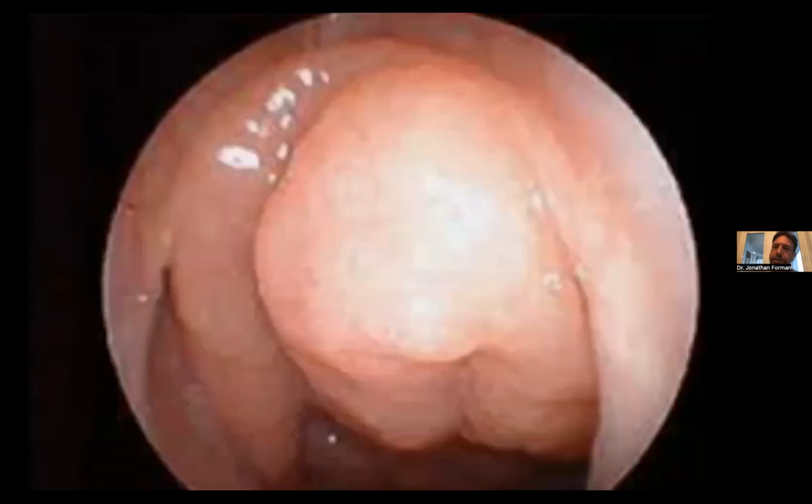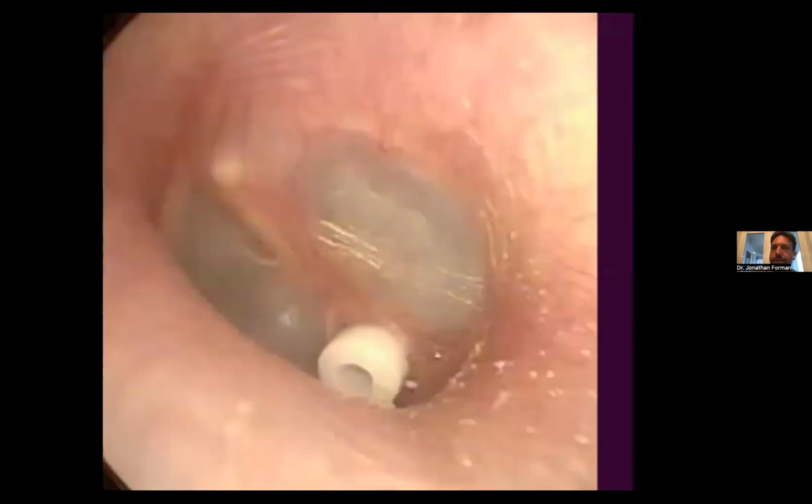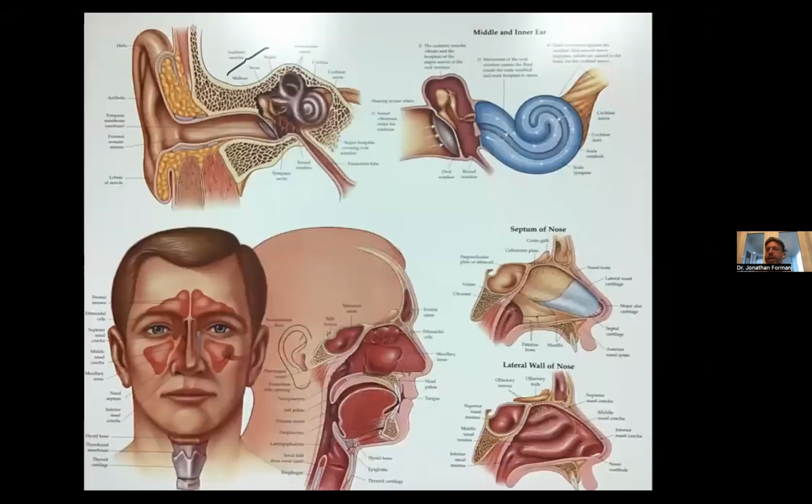Now, here's a picture of an adenoid, right in the middle of this picture. And then if you look to the right is the eustachian tube orifice. This is a camera stuck through the right side of the nose. And on your left side of the screen is the eustachian tube opening, and on the right side of the screen is the septum, and this is the right side of the nose. That's a picture of a normal middle ear.